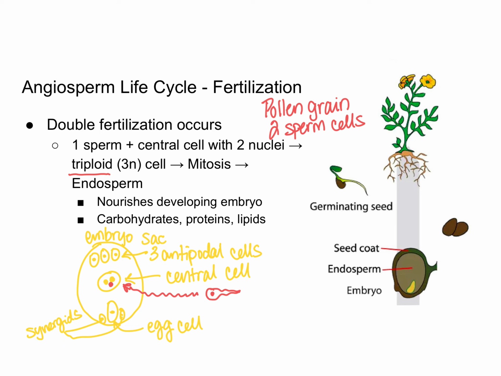This triploid cell is then going to go through mitosis in order to form something called the endosperm. This endosperm is going to end up nourishing the developing embryo inside the seed. The cells of the endosperm are going to be able to produce carbohydrates, proteins, and lipids, and these can be used by the embryo to make energy in the form of ATP, and also to form other compounds and molecules that it needs as it grows and develops.